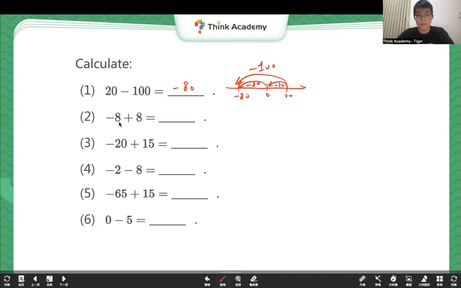And then the next one, minus 8 adding 8. Again, we can try to use the number line to help us. Minus 8 is where we start. So let's say this is minus 8, and that is 0. For adding 8, we know that it's going right on the number line. So it means that it's going to add 8 on the number line, which is moving 8 closer to 0. And obviously, that's going to end up with 0.